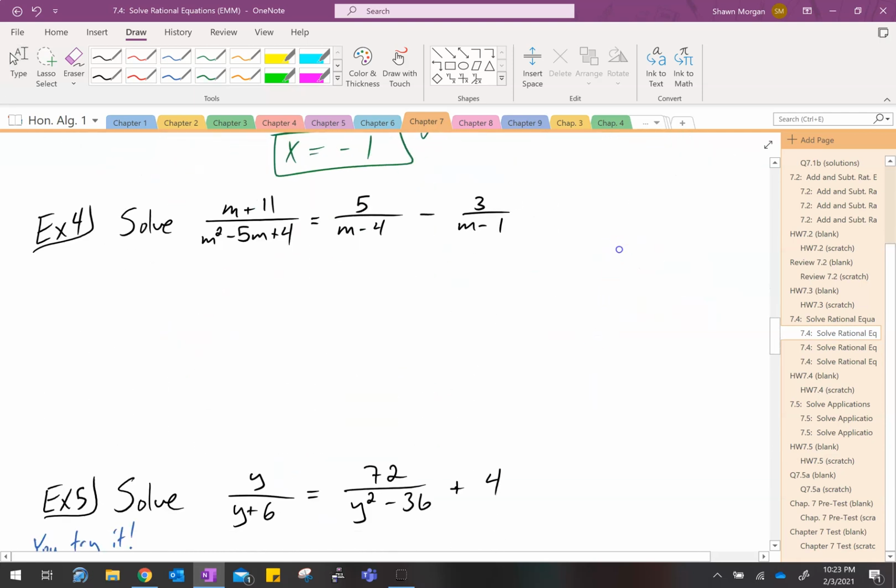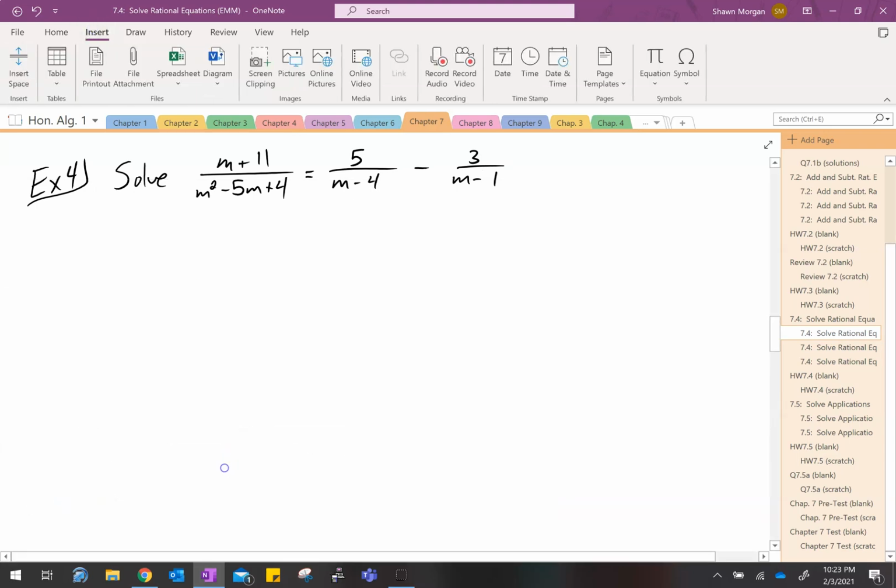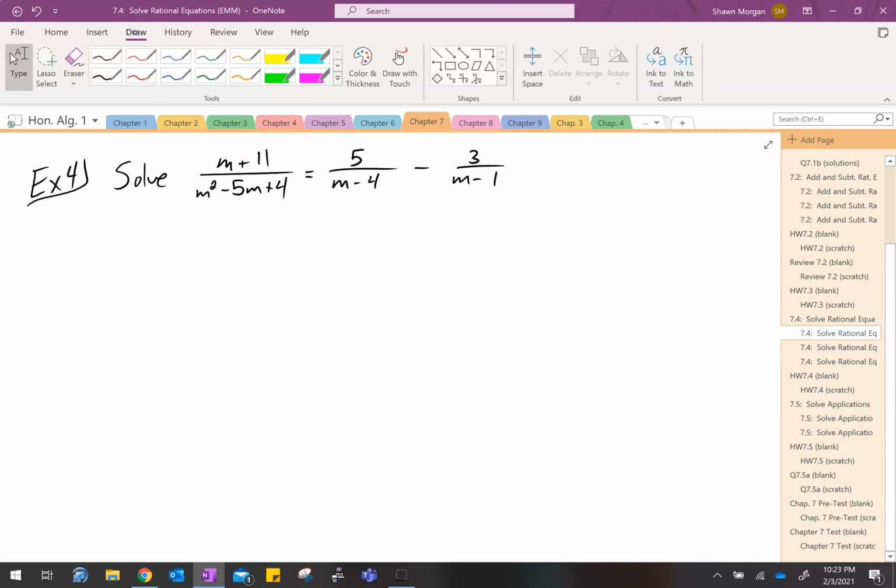Okay, now example 4, we'll jump on into here. Again, this will be a kind of a we-do-it-together example. Example 4, again, I'll need to factor the first denominator here. Looks like it's going to be an x minus 4 and an x minus 1. Oh, I said x, I meant m, pardon me.